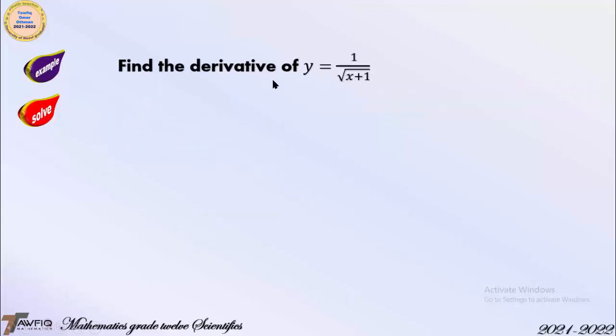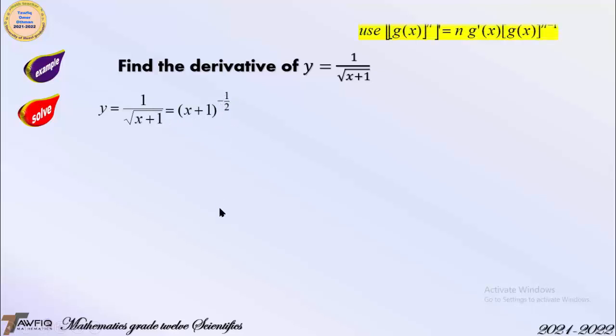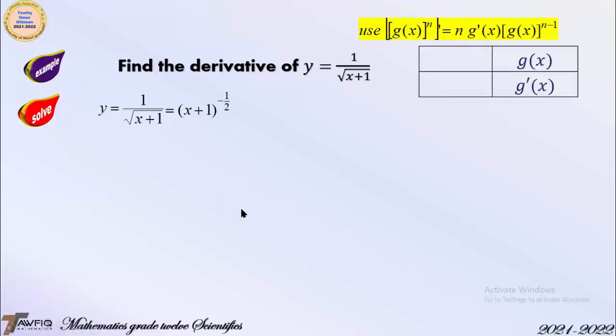Find the derivative of y is equal 1 over square root of x plus 1. You can change the square root to the power and take it from the denominator to the numerator. It becomes x plus 1 to the power minus 1 over 2. And now, using the chain rule, first of all, we have g(x) is x plus 1 and its derivative is 1. And now y prime is equal.